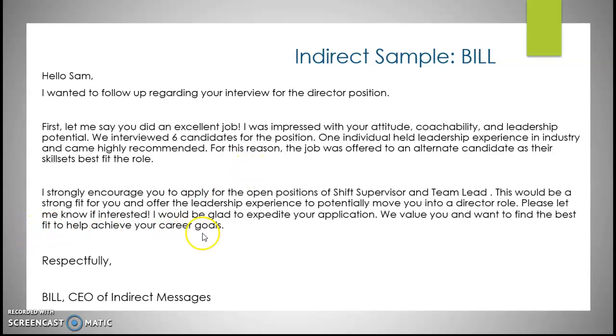Now let's examine the close, okay? Once again in the close, we look to restore goodwill and let the reader know what can be done. Okay, so let's examine this. Close. I strongly encourage you to apply for the open positions of shift supervisor and team lead. This would be a strong fit for you and offer the leadership experience to potentially move you into a director role. Please let me know if interested. I would be glad to expedite your application. We value you and want to find the best fit to help achieve your career goals. Okay. Respectfully, Bill, CEO of Indirect Messages.